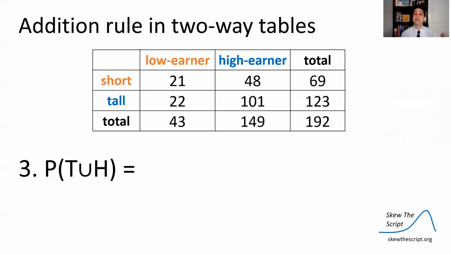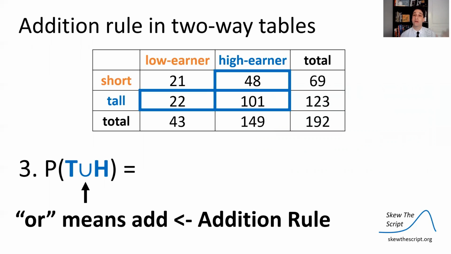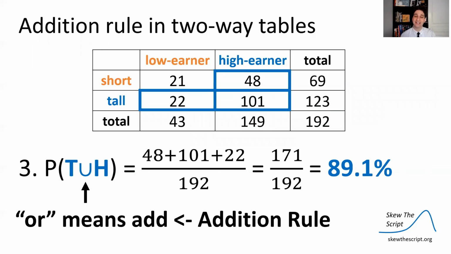So now let's find the probability of finding someone who's tall or a high income earner. Remember, or means one, the other, or both. So that includes all these categories of people who are tall, a high income earner, or both. And remember, or means add. So we're going to be adding these together to get the full probability, 89.1%.